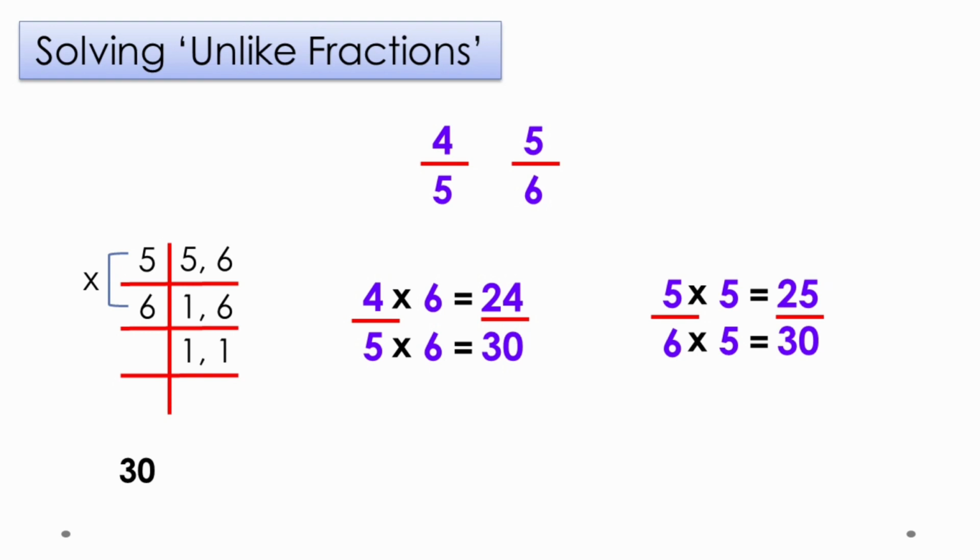Now we have both the fractions with same denominators. So now we can add them easily. We carry the denominator as 30 and add the numerators 24 and 25, which gives us 49. So the resultant fraction is 49 by 30.